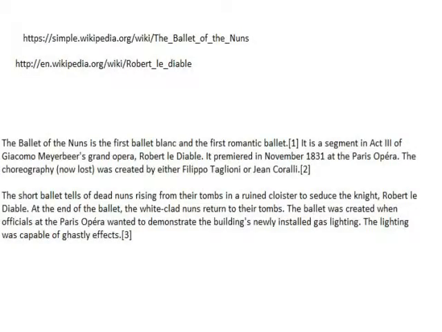The father of William the Conqueror was alleged to be the son of the devil by whoever people, and they sort of played around with the story to make Robert Le Diable. It was first performed at the Paris Opera in November of 1831. The Paris Opera wanted to demonstrate the building's new gas lighting, and the gas lighting made ghastly effects.